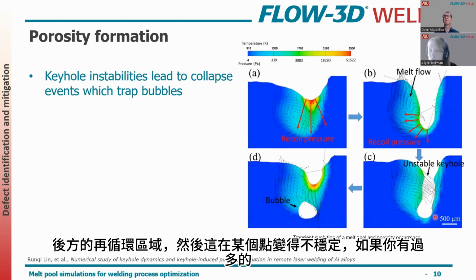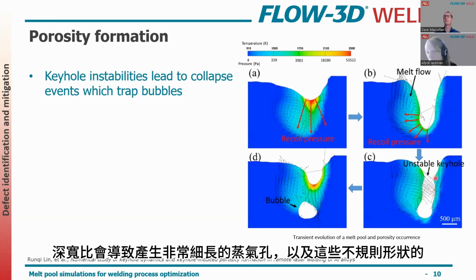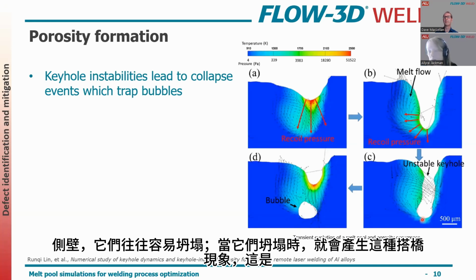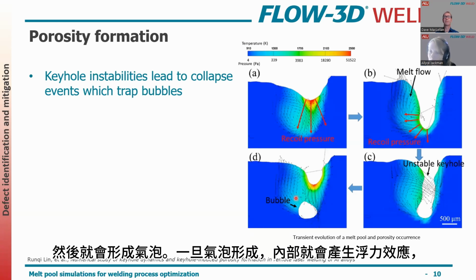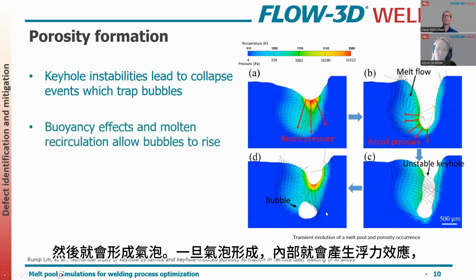If you have too much depth to width ratio, you get this really elongated keyhole, and you get these sort of irregular shaped sidewalls, and they tend to want to collapse. And when they collapse, you get this bridging. This is due to surface tension. They kind of want to join together like a droplet sitting next to another droplet, and then you get this bubble formation.